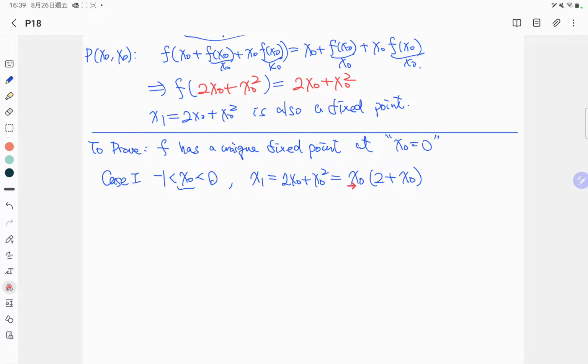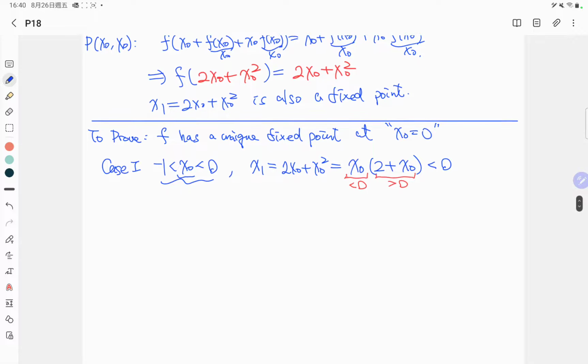We can observe that x_0 is a negative number, and x_0 is between -1 and 0, so that 2 plus x_0 should be a positive number. When we have a negative number multiplied by a positive number, this is smaller than 0. So if x_0 is smaller than 0, then x_1 is also smaller than 0.